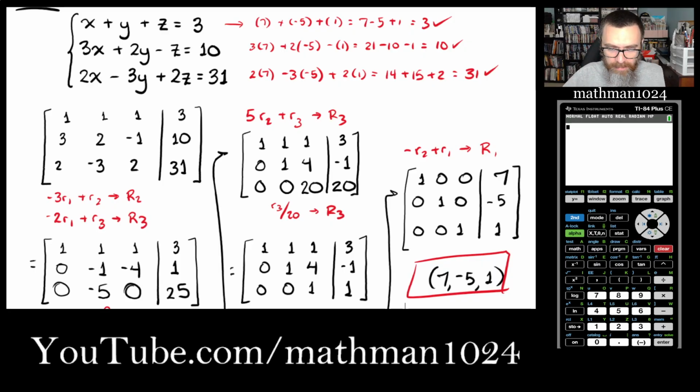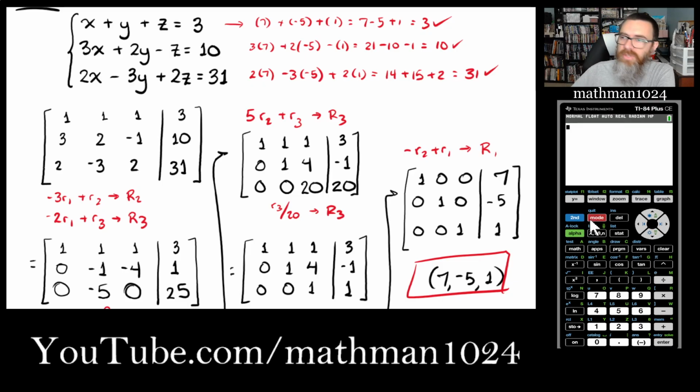Let's check with the calculator. So again, let's go to the matrix. So I already have a matrix A here that's a 2 by 3, so that's not good enough. Let's go and edit matrix B. We'll call it a 3 by 4. And for the first one, we have 1, 1, 1, and 3. The second equation is 3x, 2y, -1 for the coefficient of z equals 10. And then we have 2, -3, 2, and 31.